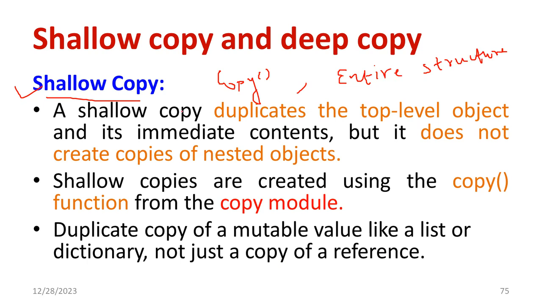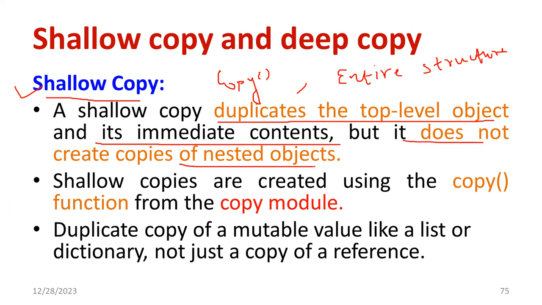Here, we have to consider two types of object. One is the top level object, the other one is called a nested object. The shallow copy duplicates the top level object and its immediate content, but it does not copy the nested object. That means it will copy the entire structure, but not the internal. So that is the meaning of shallow copy. The meaning of shallow is that the depth is very less, correct? So the same thing is applicable here.